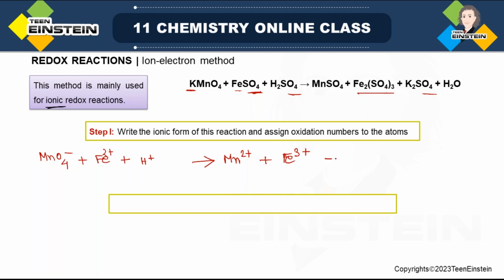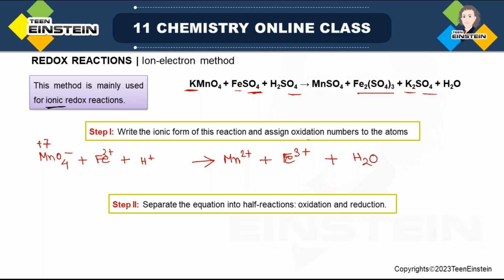Then we have potassium ion, but potassium is K⁺ on both sides. So again it is a spectator. We are not writing it, and the water molecule. Even if you do not write it, it is okay because ultimately after balancing it will be fine. So write the ionic form of this and assign oxidation numbers. We have already written some of the oxidation numbers, but here it is not written. It is +7. For iron it is 2+. Then on the right hand side it's already written.